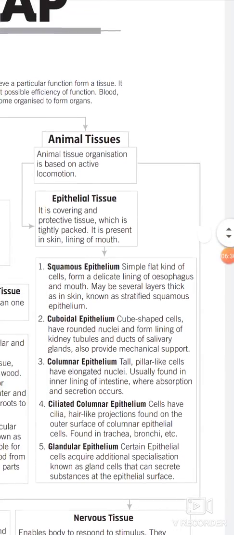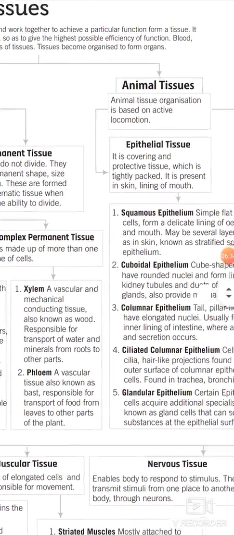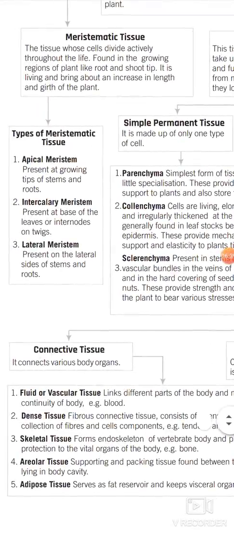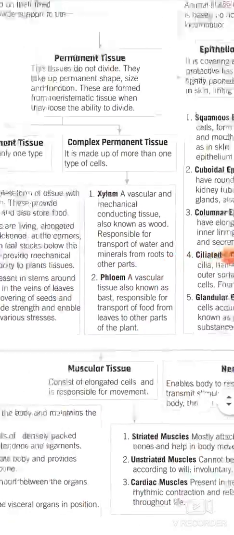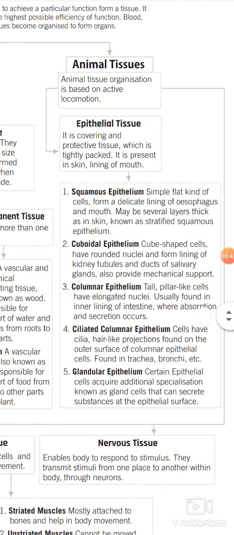Okay, so first of all, there are four types of animal tissues we have to learn in this chapter. That is epithelial tissue, second is connective tissue, then muscular tissue, and the last one is nervous tissue. So first we see the epithelial tissue. What is epithelial? If we break the word epithelial, epi means up and thelia means surface, that is, the upper surface, or we can say the outer layer.